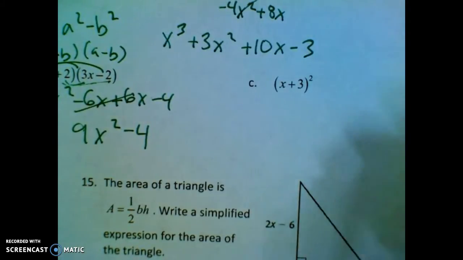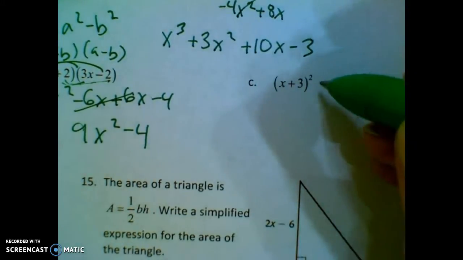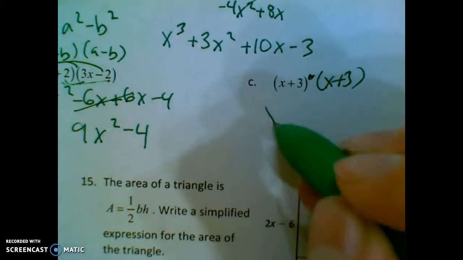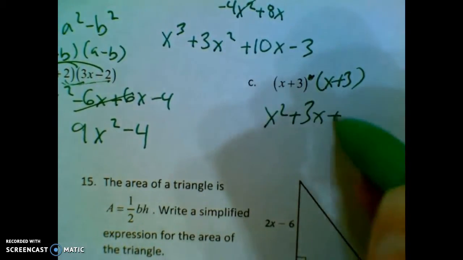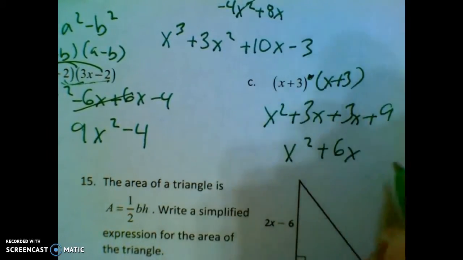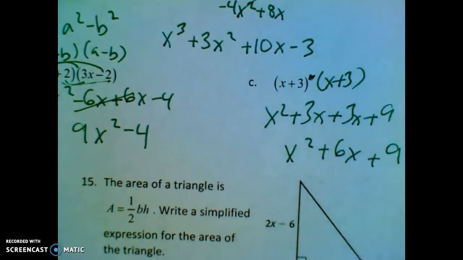Alright, this one, probably going to be the most missed one out of all of these. This squared means do it twice. Multiply, you're going to get x squared plus 3x plus 3x plus 9. X squared plus 6x plus 9.